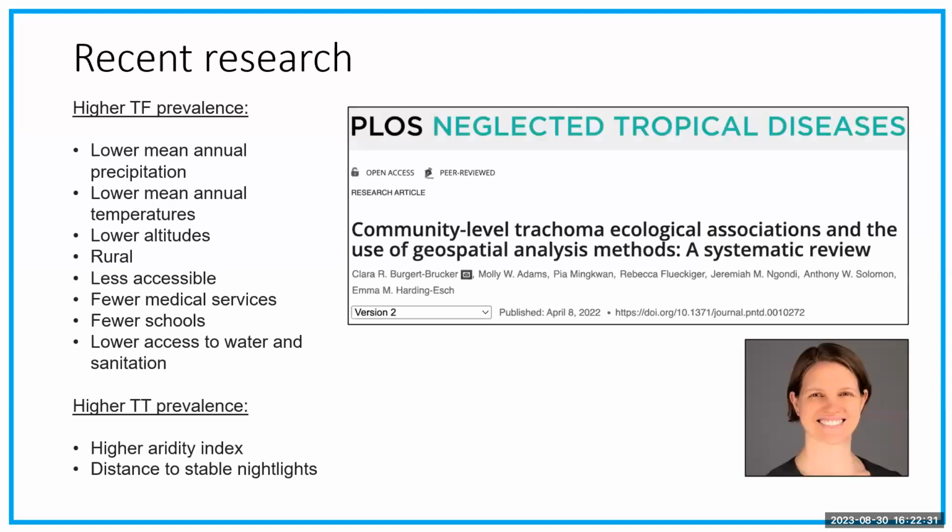So now we'll go on to review the current research that the Tropical Data team are involved with and the next steps for this project. I mentioned in previous slides covariates such as rainfall or altitude, and these are two variables that may affect trachoma prevalence. Recent research by Clara Berger found a number of ecological factors that are linked to high trachoma prevalence, including precipitation, temperature, altitude, ruralness, and access to medical services, schools, and water and sanitation. Aridity and distance to stable nightlights were indicated for TT prevalence.